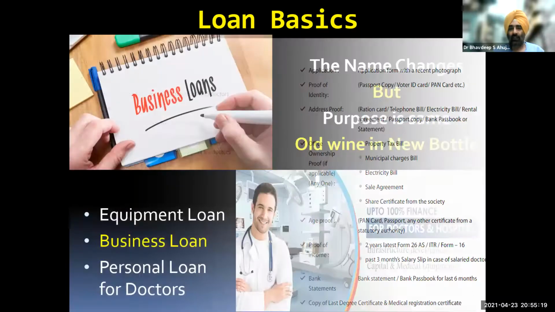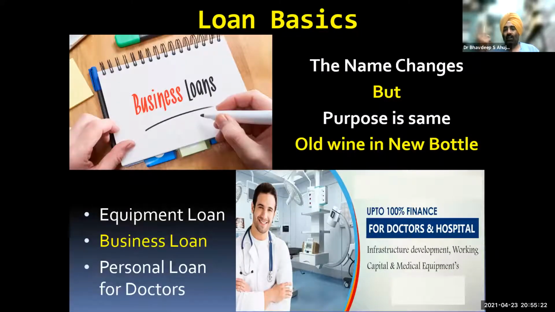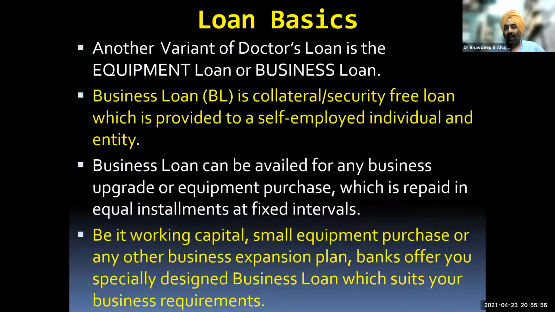So the name changes if we come across loans like business loans or finance for doctors and hospitals for infrastructure development. The name will change, but the purpose is the same. It is like old wine in a new bottle. It can be the doctor's loan. Doctor's loan can be served like an equipment loan or a business loan or a personal loan for doctors. It can come in this format also, but they all are doctor's loans only, and broadly they are personal loans only. The only thing is that the documentation is usually much less for doctors, as they also believe that doctors are the least of the defaulters.